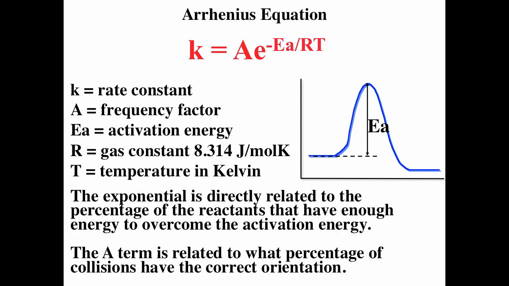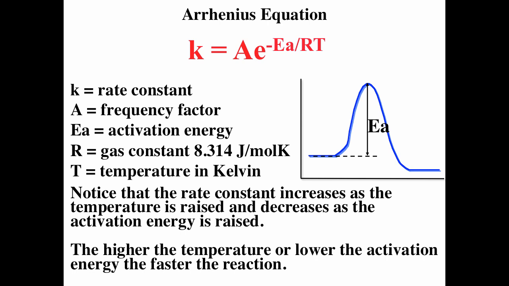Now it's also interesting, if you look at the exponent, e to the minus E_A over RT, that's actually related to Boltzmann. It gives you the population of the reactant molecules that have enough energy to overcome the activation barrier, the activation energy. The A term is related to what percent of collisions have a correct orientation for the reaction to occur. And so the higher the temperature, the faster the reaction. The lower the activation energy, the faster the reaction. And remember, the larger the k, the faster the reaction.